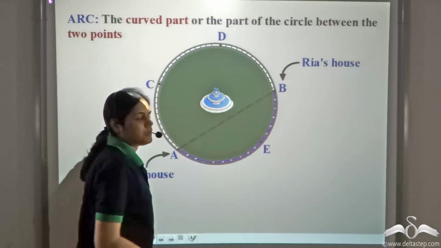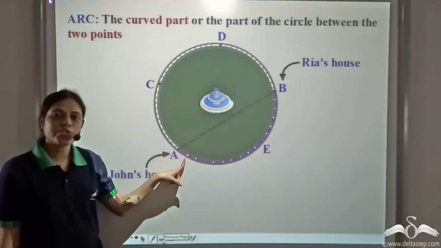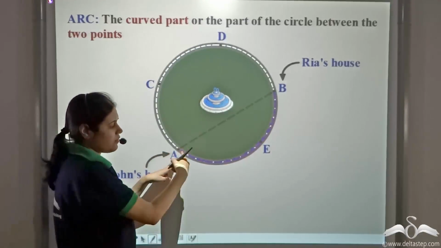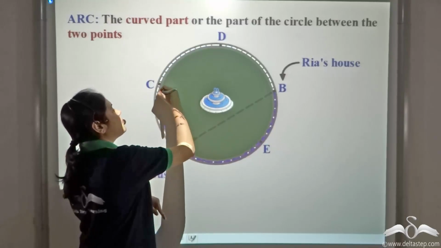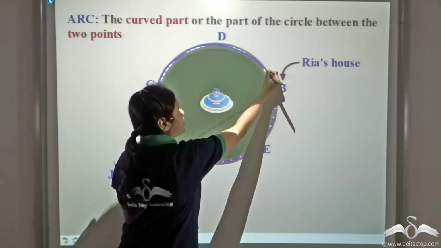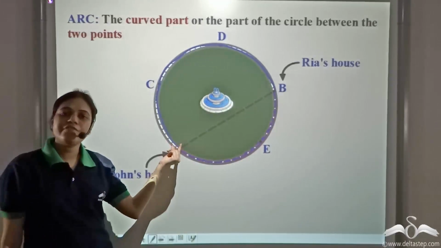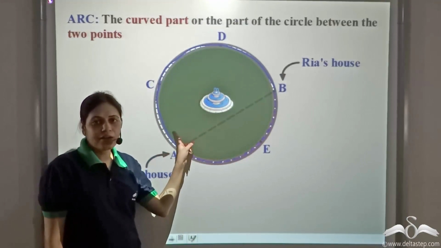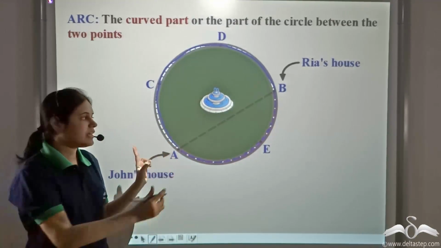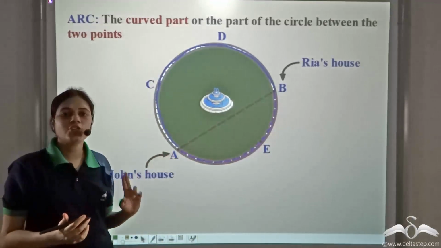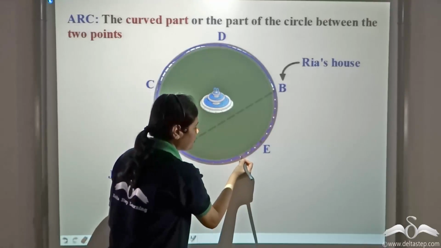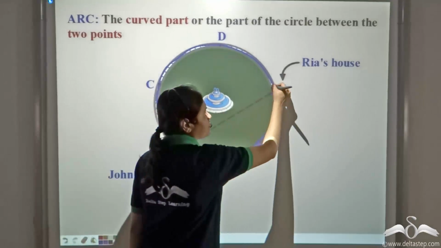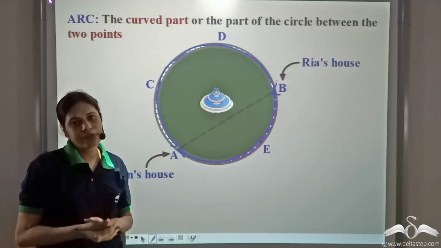Now, if you notice, between points A and B, there are two curved paths. One is this and the other is this. Even this is a curved part of the circle between 2 points A and B. So even this is an arc. So there are two arcs. If we consider any 2 points, then we get two arcs. One is this and the second is this. So these are the two arcs which we get.